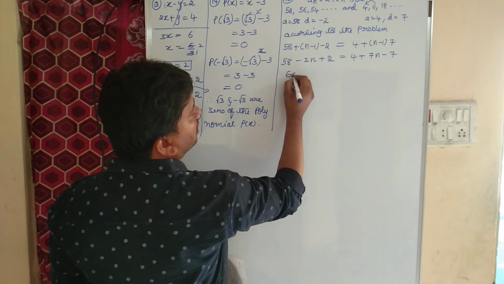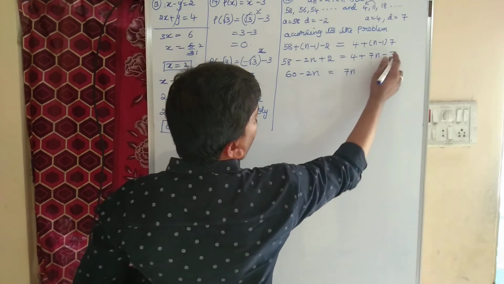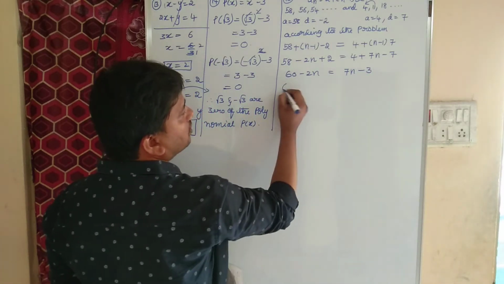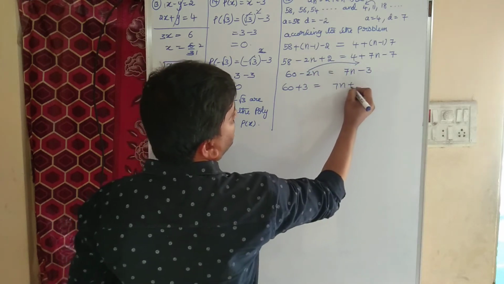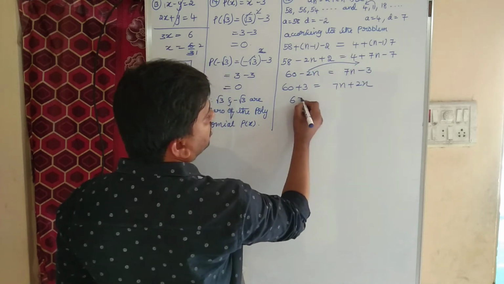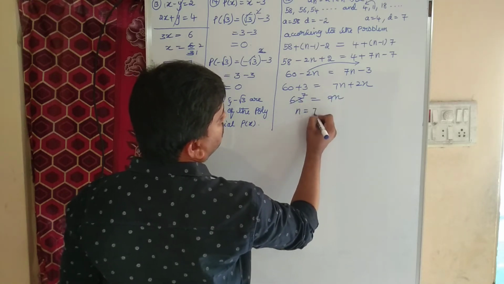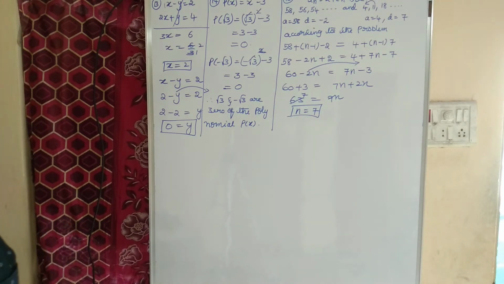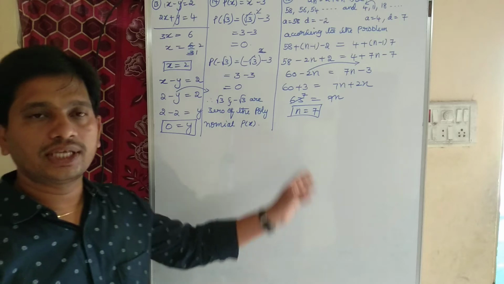58 plus 2 is 60, minus 2n. Here 7n plus 4 minus 7, that implies minus 3. Minus 3 you transpose: 60 plus 3 is 63, minus 7n you transpose, 7n plus 2n. 63 equal to 9n, 9 ones are 9, 9 sevens are 63. So what is the value of n, children? The value of n is 7. This is a little bit of a new topic for you, so focus on this also.